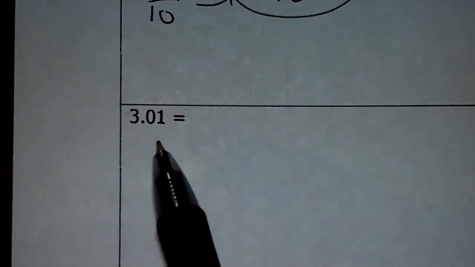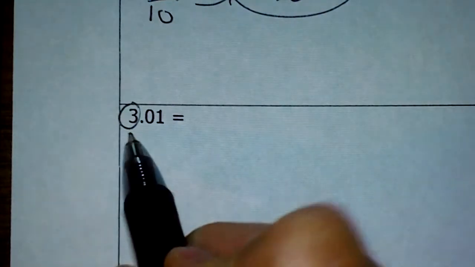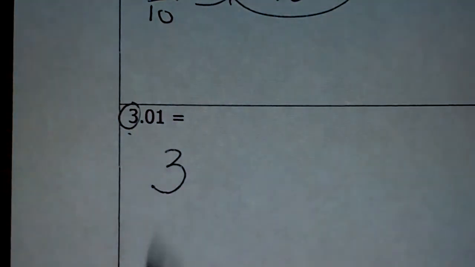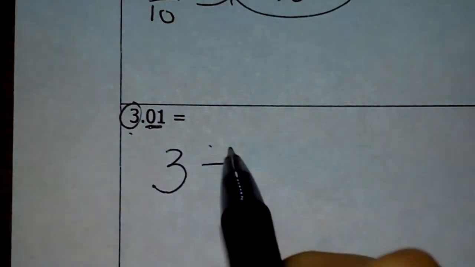I have 3 and 1, and it's in the hundredths place, this one is, so it will be 3 and 1 over 100. If you can just say it, you can write it. If you're not sure, take the digits to the left of the decimal point. Step 1, write that as your whole number. Step 2, write the digits to the right of the decimal point as your numerator. Now, some of you might be tempted to write a 0, then a 1.